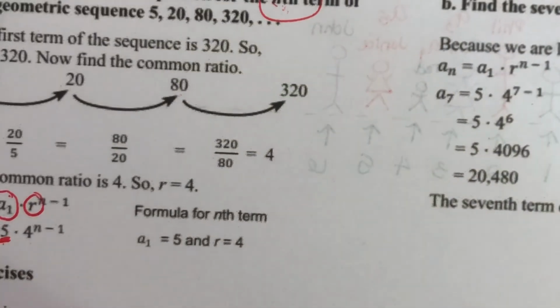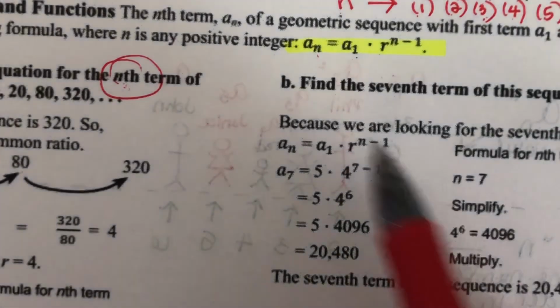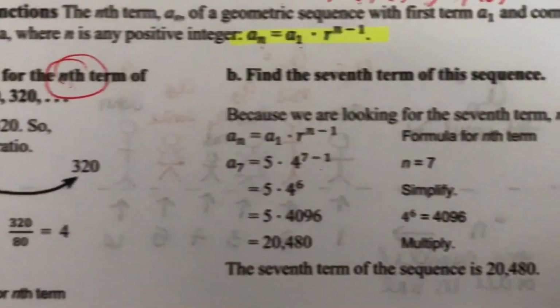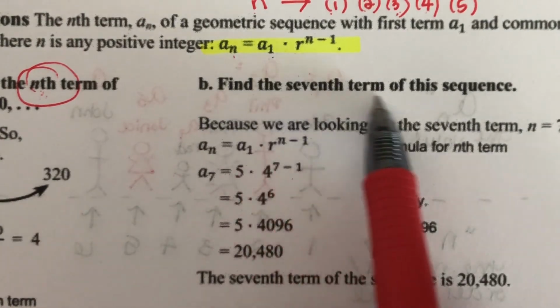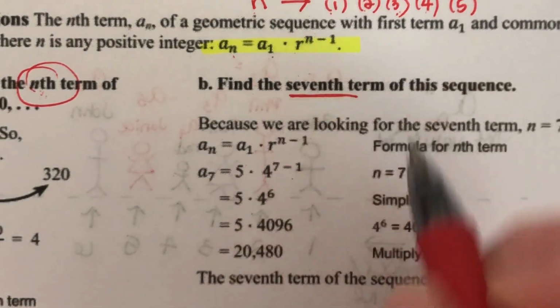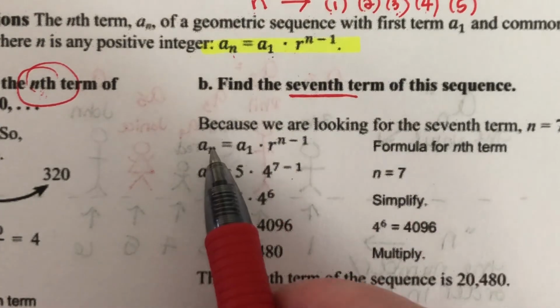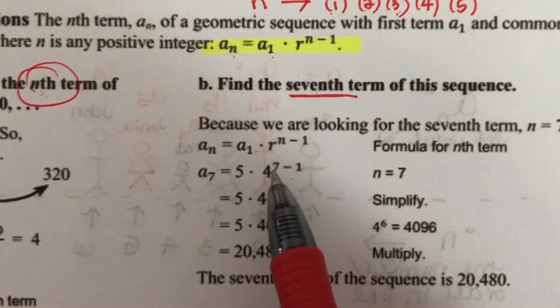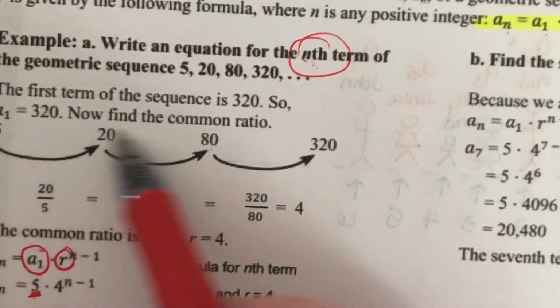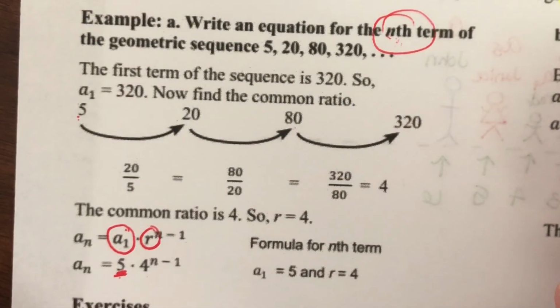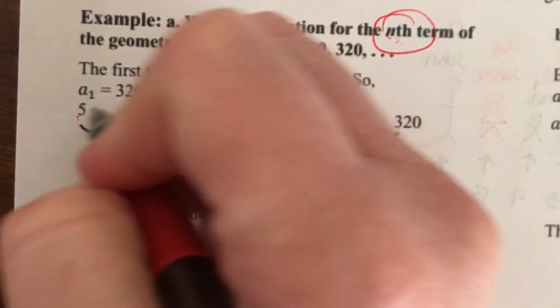Okay, let's do an actual problem. Find the 7th term of the sequence. Because we're looking for the 7th term, n equals 7. And I'm still using the same sequence, sorry. I'm looking for the 7th term in the sequence. So I know this is my a1.